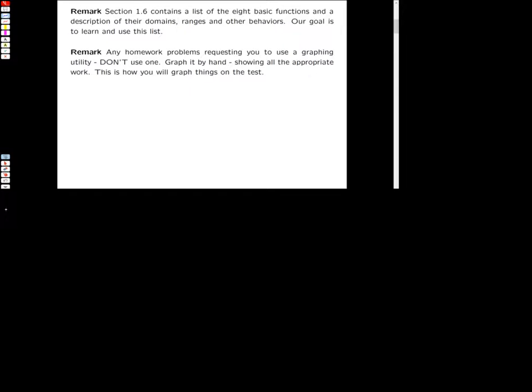Section 1.6 contains a list of the 8 basic functions and the description of the domains, ranges, and other behaviors, whether they're even, odd, increasing, decreasing. That information is all there. We want to learn these. That means you need to memorize this list. You need to know this basic information for the rest of the semester. So the easiest way to be prepared for the rest of the semester is to memorize it. Memorize what the basic shapes are and what their graphs look like. That's what you need to know.